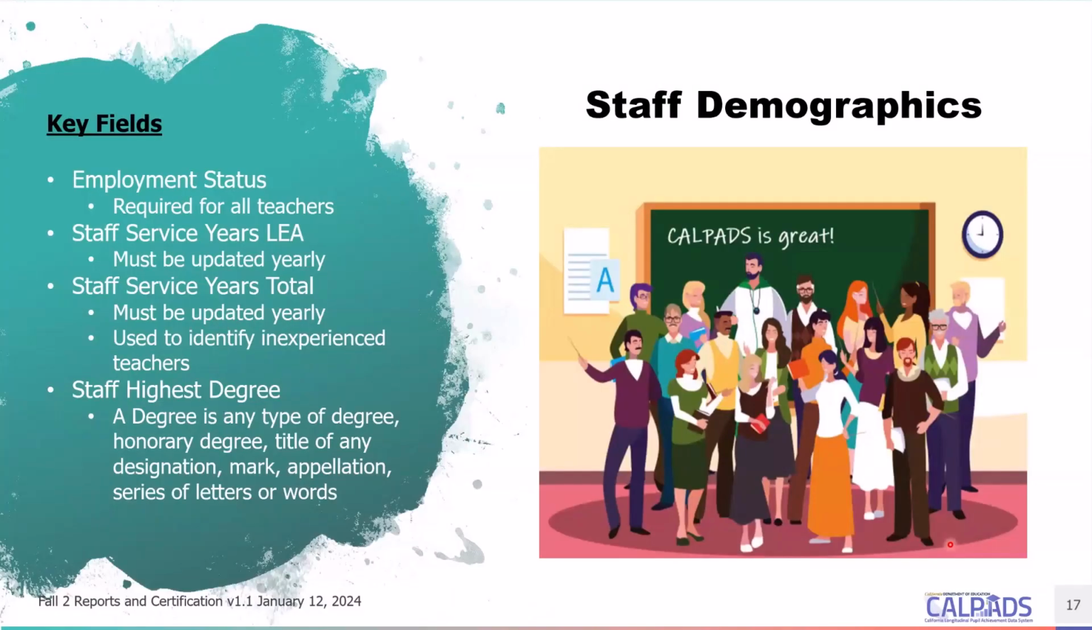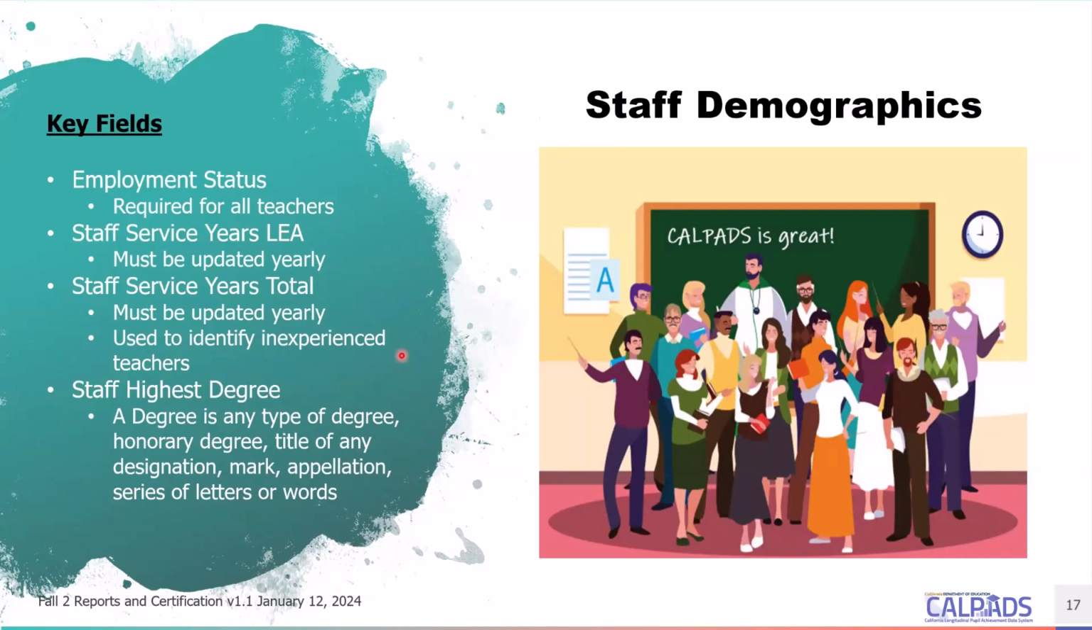So as you can see, Fall 2 is essentially focused on the teacher, their credentials, and if they are credentialed to teach the classes that they are teaching right now. And so some of the elements on the staff demographics are needed to determine if teachers are credentialed as well as if they're experienced enough based on the total service years. So the key elements on the staff demo are the employment status, staff service years LEA, staff service years total, and the highest degree.